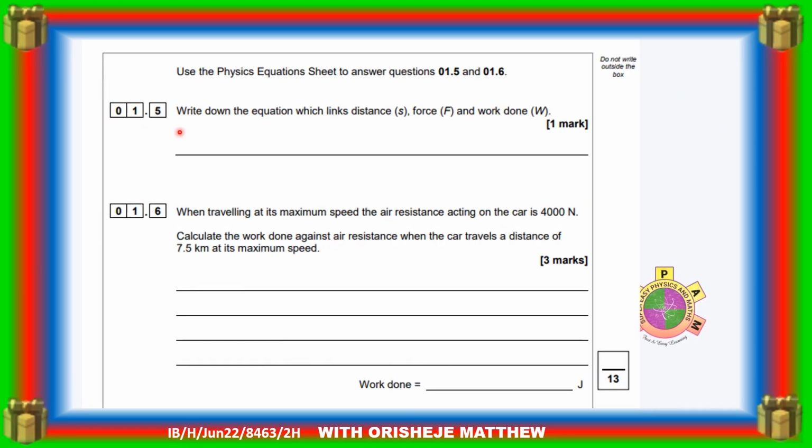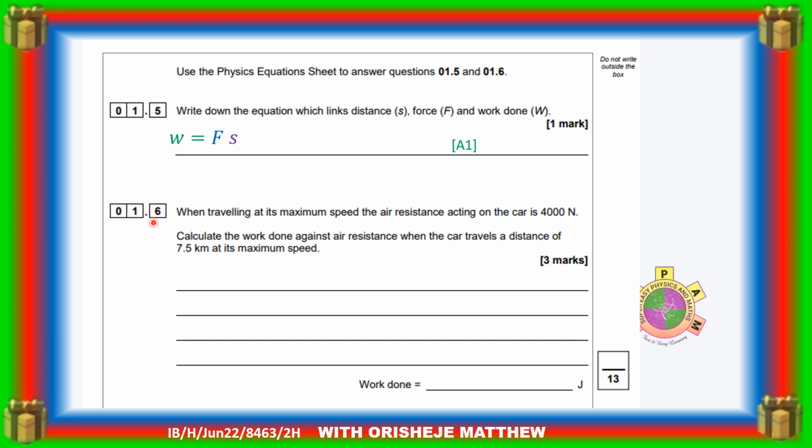Question 1.5. Write down the equation that links distance traveled with the force and the work done. To do this, you know that work done is equal to force multiplied by the distance traveled in the direction of the force. For stating this, you have the 1 mark.